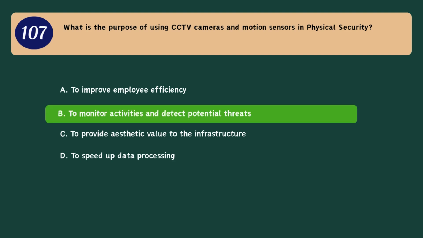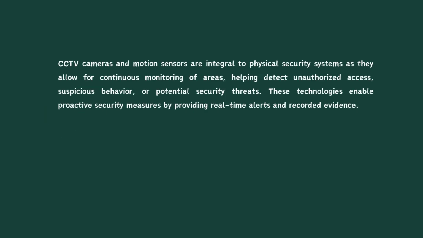Correct answer. B. To monitor activities and detect potential threats. CCTV cameras and motion sensors are integral to physical security systems as they allow for continuous monitoring of areas, helping detect unauthorized access, suspicious behavior, or potential security threats. These technologies enable proactive security measures by providing real-time alerts and recorded evidence.